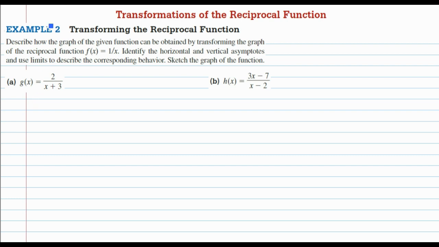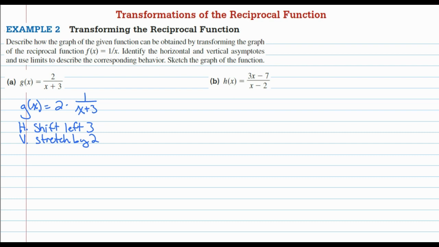So g of x, if I'm going to make this look like the reciprocal function, I can pull the 2 off to the side and leave that as 2 times 1 over x plus 3. So now I can see the 1 over x part of the function, and I can tell you that the transformations that took place were a horizontal shift left 3 and a vertical stretch by 2 in that order.